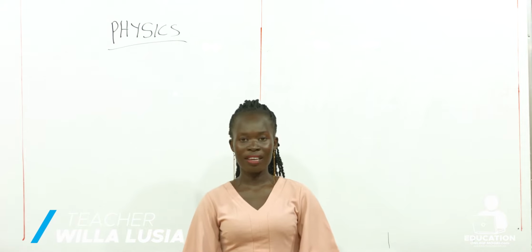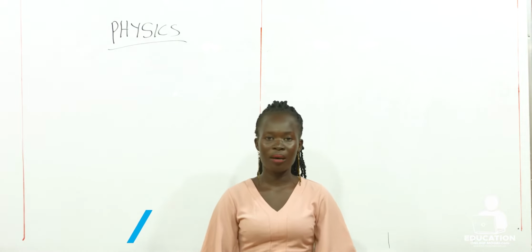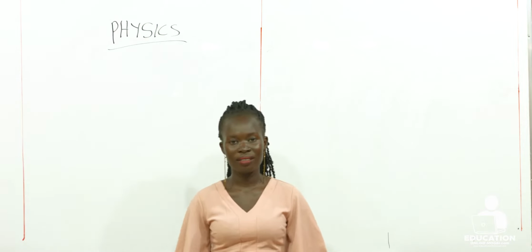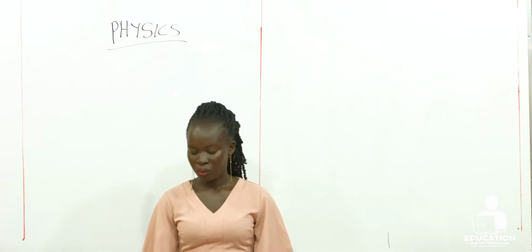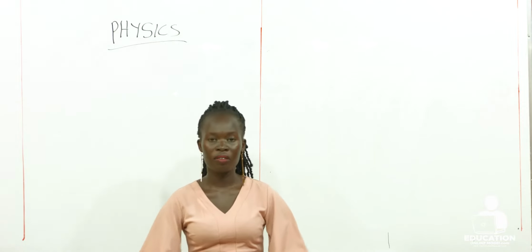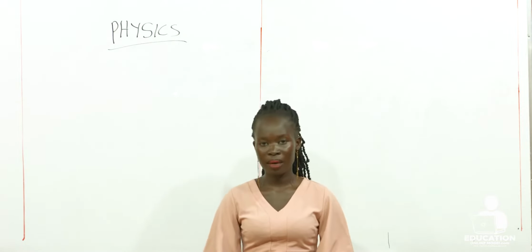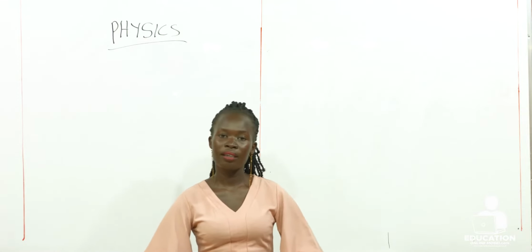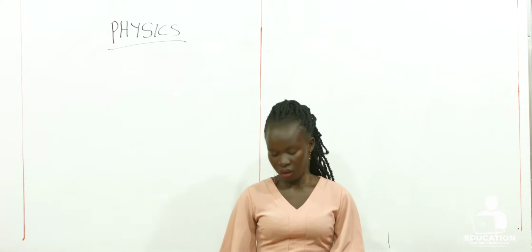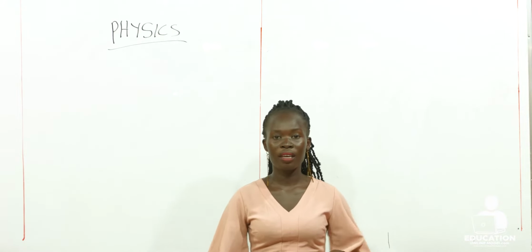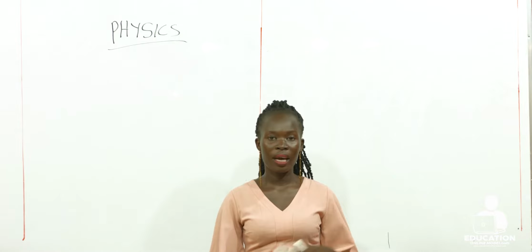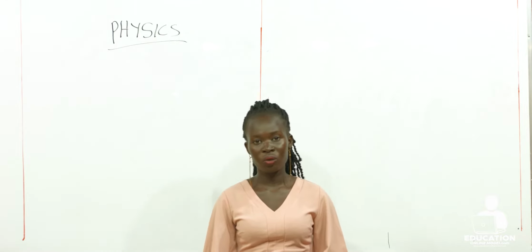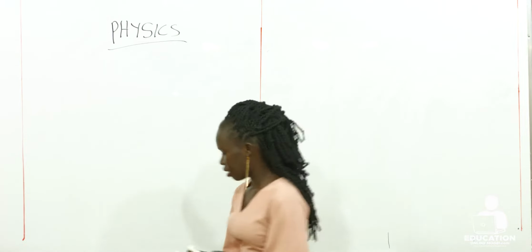So in our previous lesson, we learned about momentum. We say that momentum is the product of mass and velocity. We went ahead and looked at the principle of conservation of linear momentum. We also looked at collision, so we had the types of collisions. We covered only inelastic collision, but we did not talk about the elastic collision. So today we are going to continue from there.